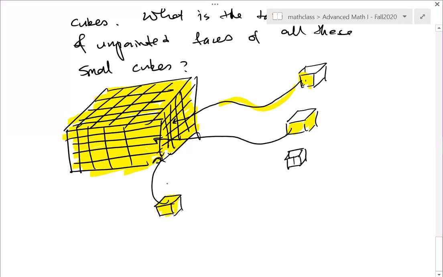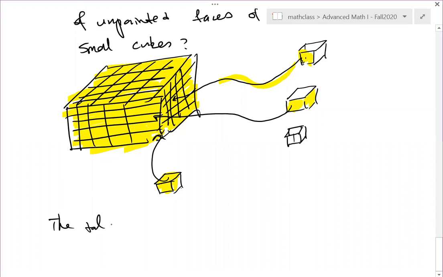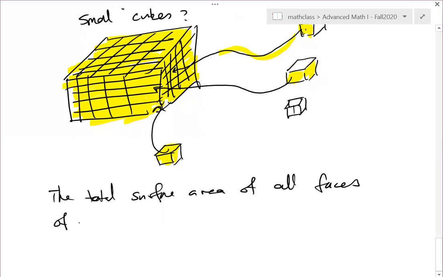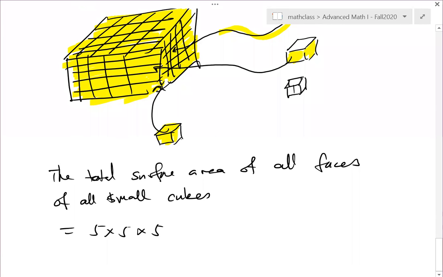So what I'm going to do is find the total surface area of all faces of all small cubes. The question is, how many small cubes are there? 5 times 5 times 5, right? You have this many unit cubes. For each cube, the surface area will be 6 times 1 square. So that is going to be 750, including those faces which are painted.